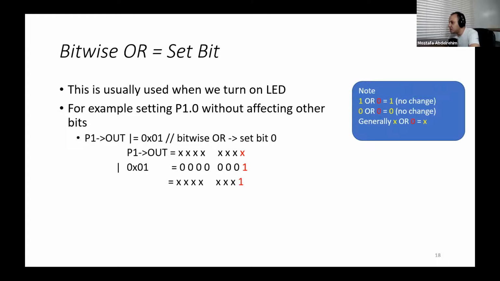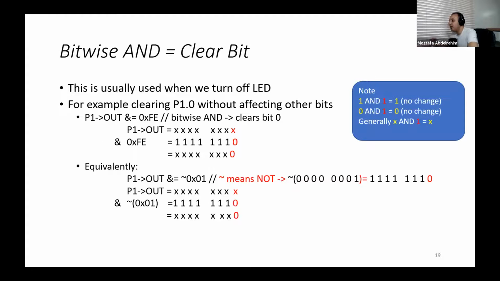Okay, so this is bitwise OR. Now the bitwise AND: we use bitwise AND to clear bits. Clear bits means set it to zero or reset it. One example again is to turn off a LED. When you turn off the LED, it is connected to some pin in the microcontroller, and you want to put zero to this pin so that the LED will turn off.